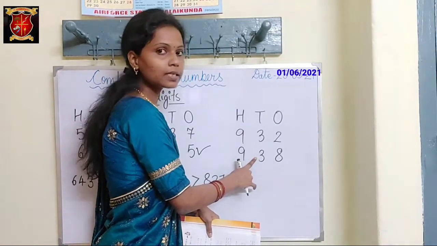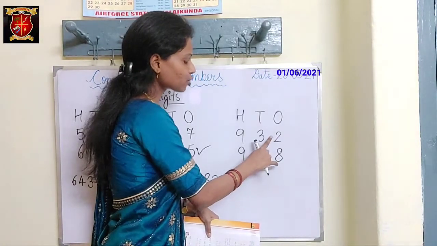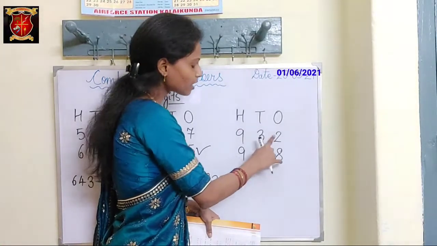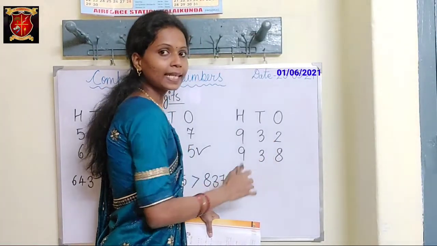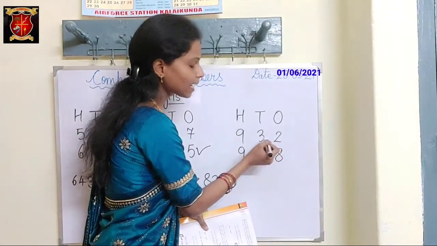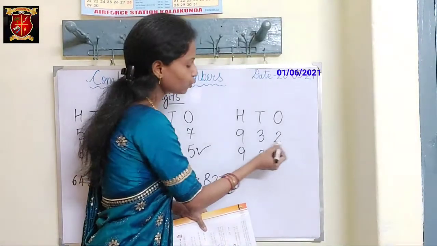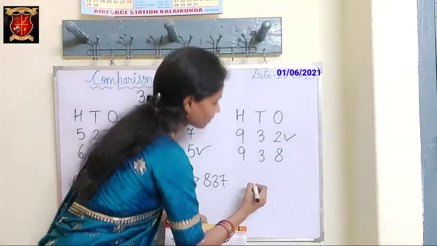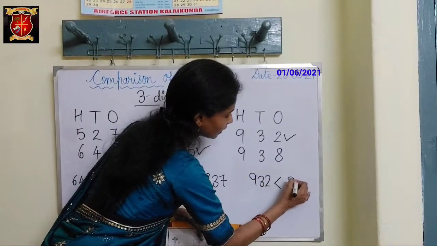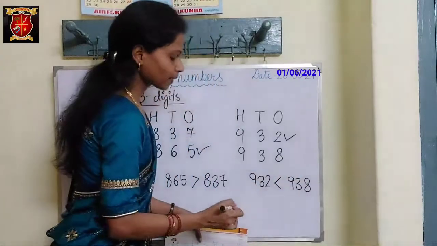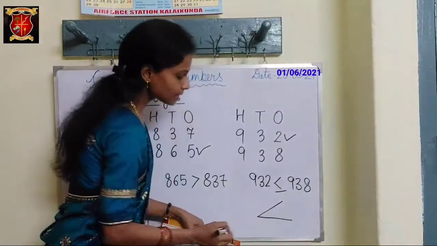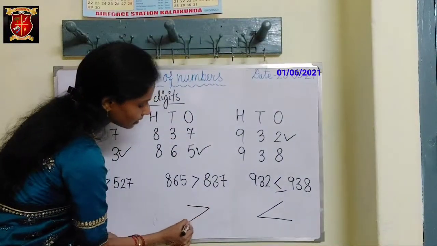So let's see the numbers that are in the ones place, 2 and 8. Okay, now both numbers are different. So here we have to find out which number is less. Now 2 is less than 8. Which one is small? 2. So we will write 932 is less than 938. Okay, this sign is the less than sign, and this sign is the greater than sign.